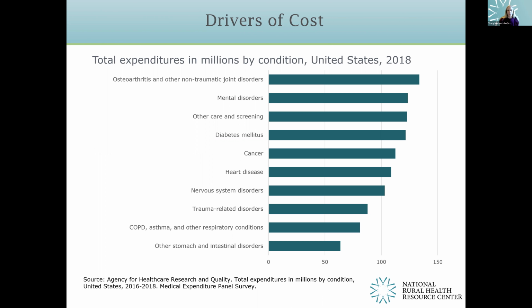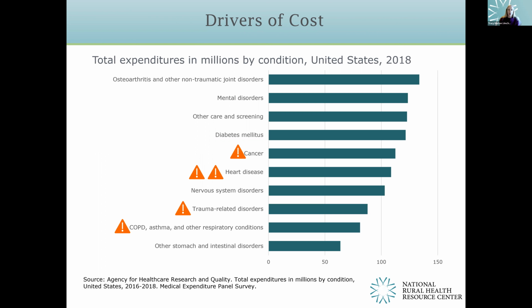This graph is showing some data that's from a few years ago, but it still paints the picture. And I know that none of this has changed drastically, though no more recent information is available at this time. But in 2018, this is looking at the total expenditures in millions of dollars by conditions in the United States. So the top cost expenditure in all of the US was osteoarthritis and other non-traumatic joint disorders, followed by mental disorders, other care and screening, diabetes, cancer, heart disease, etc.